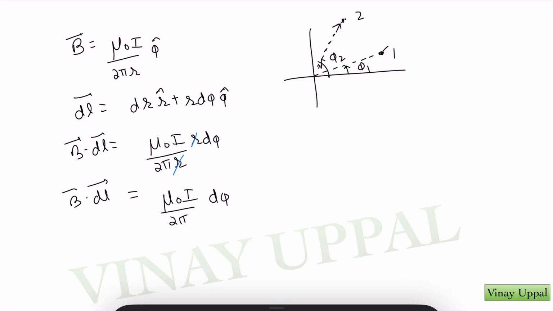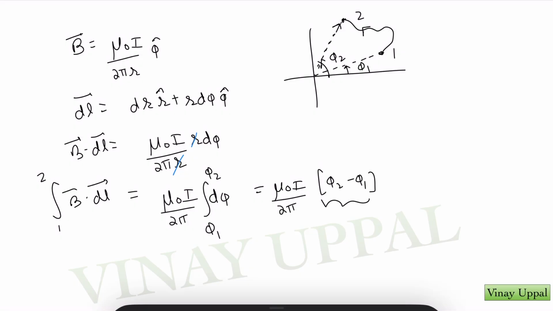Alright, so it doesn't matter how you travel, it doesn't matter the distance of 1 and 2. The only thing that matters is φ1 and φ2, because once I integrate from 1 to 2, I'm basically integrating from φ1 to φ2. So I'll have μ0 I divided by 2π times (φ2 minus φ1). And these angles are supposed to be taken in the same sense as in trigonometry, measured in the anti-clockwise sense from the positive x-axis.